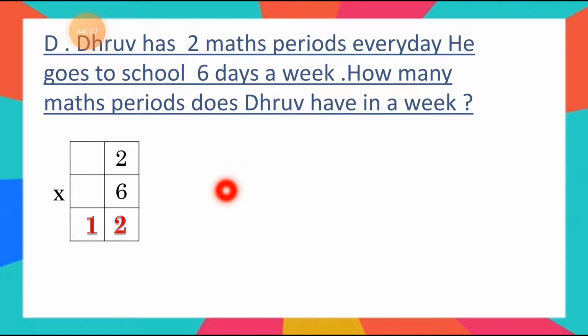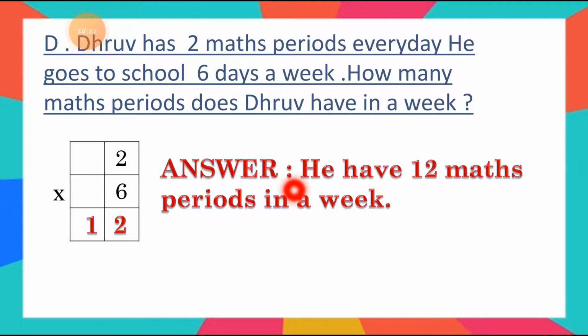So we have to write down the answer this way, that 12. Now we have to give the answer in words also, as we have given in every sum, right? So I am giving the answer that he has 12 maths periods in a week. This way we have to give the answer in words, it means Dhruv has 12 maths periods in a week. This way we have to give answers in words also.